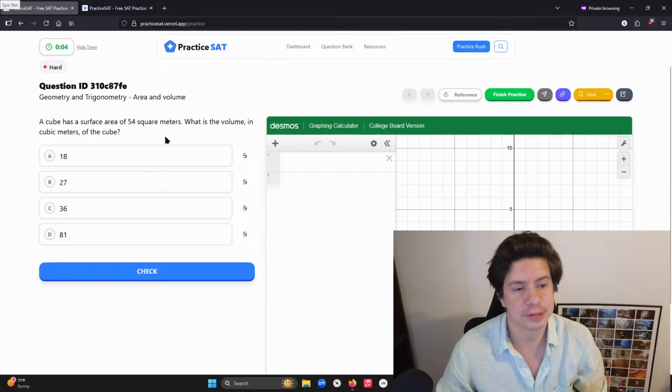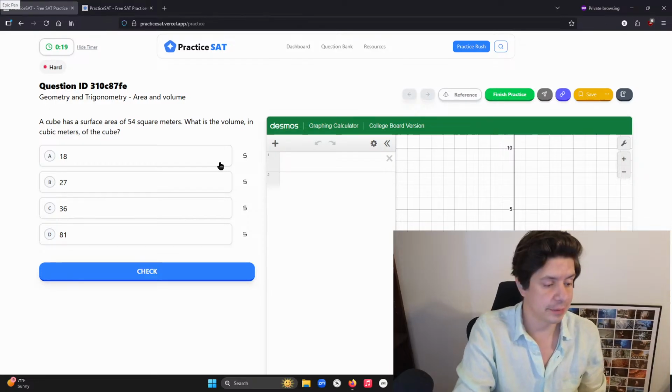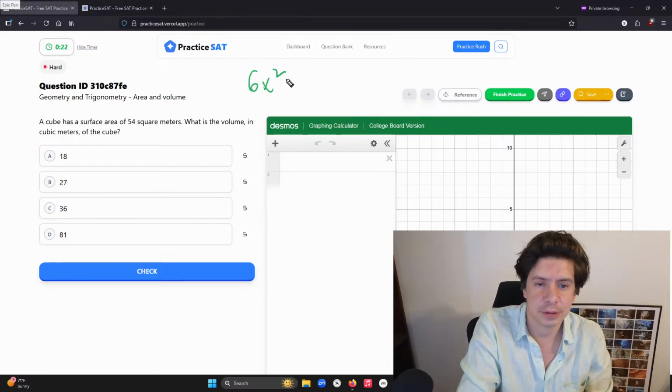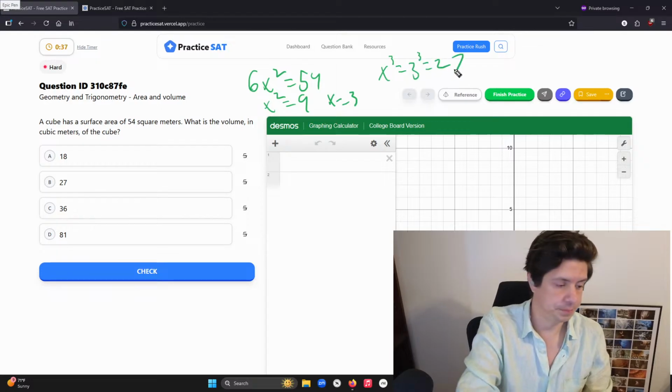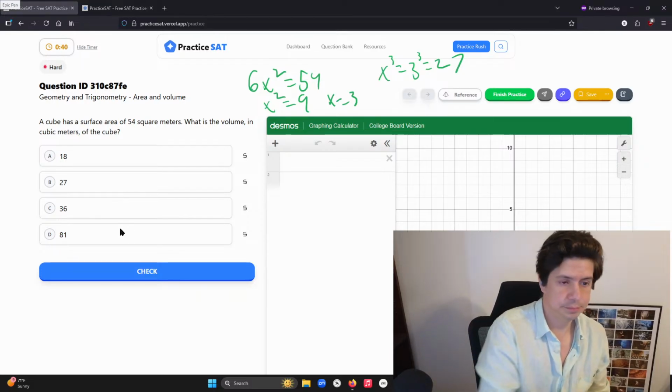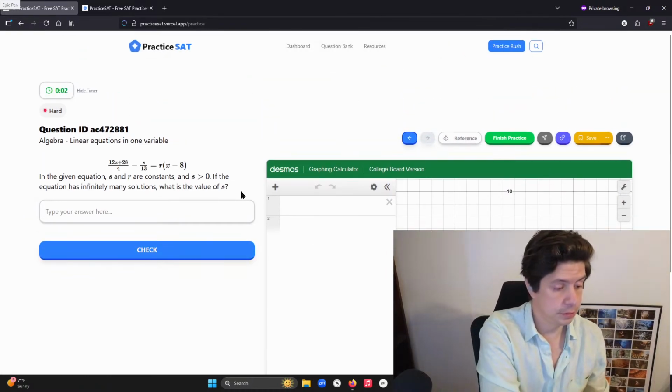Practice SAT. Okay, a cube has a surface area of 54 square meters. What is the volume in cubic meters of the cube? So a cube, remember the surface area of a cube, because there's 6 surfaces and they're all the same, they're all x squared, should be 6x squared equals 54. X squared equals 9. X equals 3. What is the volume? It's going to be x cubed. So x cubed equals 3 cubed equals 27. So that would be B as in boy. Perfect.